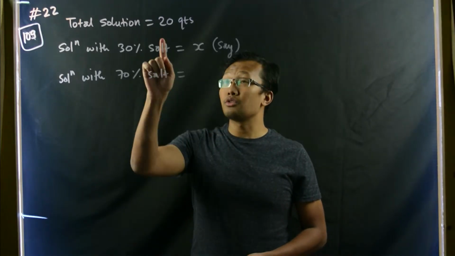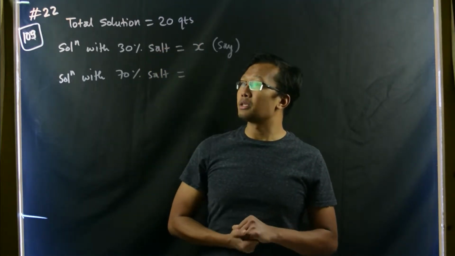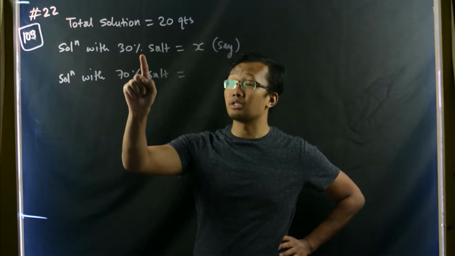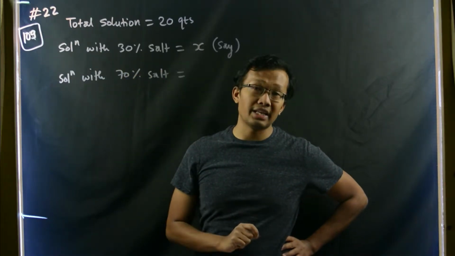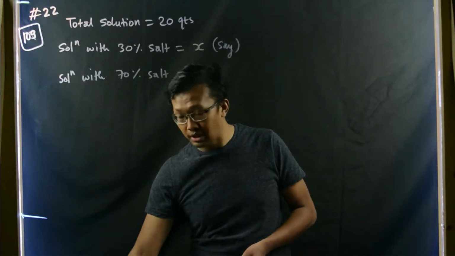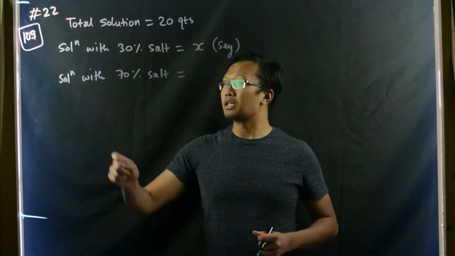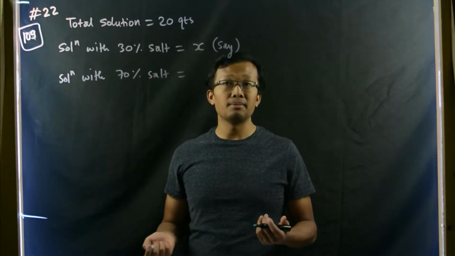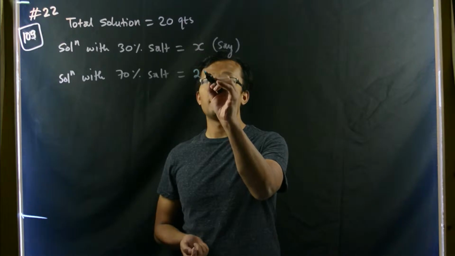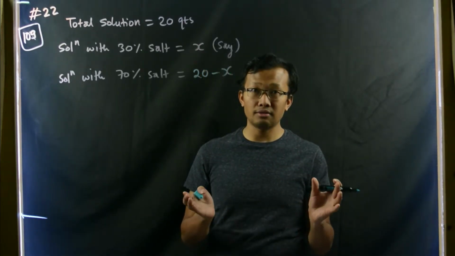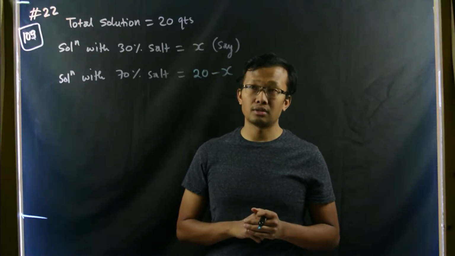So here the total solution is 20 quarts, and let's suppose the salt solution where we have 30% salt, let's suppose that is X. That's the total amount of salt solution for 30% salt. Another salt solution which has 70% salt would be simply 20 minus X, since we are trying to come up with 20 quarts of salt solution.